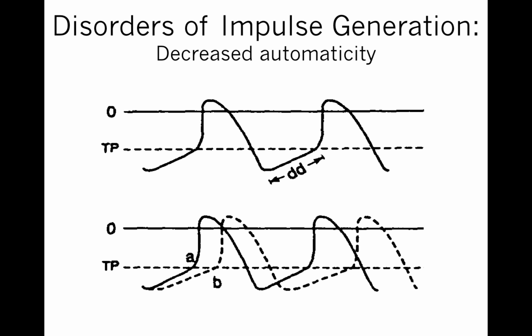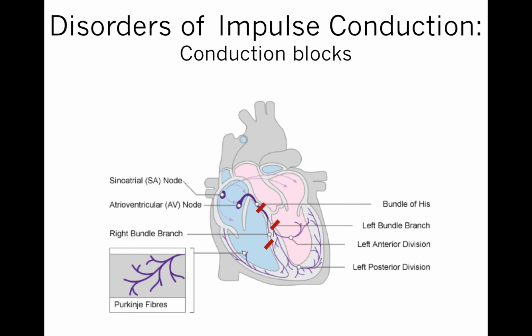Decreased automaticity can be caused by multiple factors. This includes disease of the sinus node, disease of the AV node, or medications, for example. There's multiple things that can lead to decreased automaticity. The second cause of bradyarrhythmias is a disorder of impulse conduction, so conduction block. So even if the automaticity is normal, there could be an interruption of depolarization within the conduction system. This could occur at the level of the AV node or below the AV node at the His-Purkinje system.